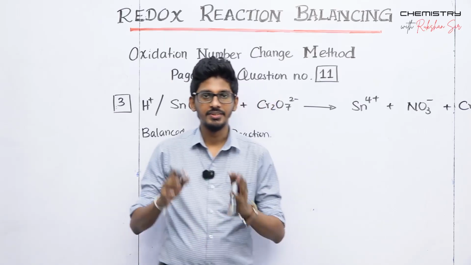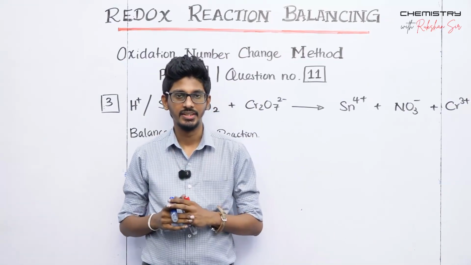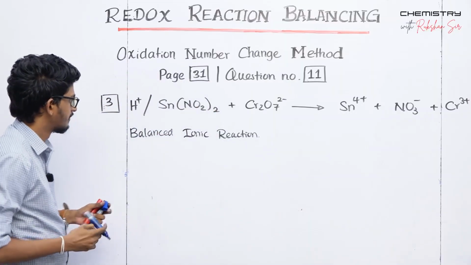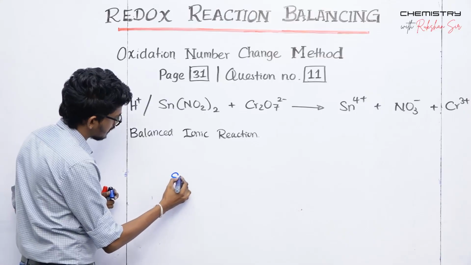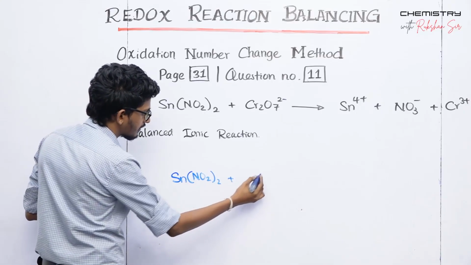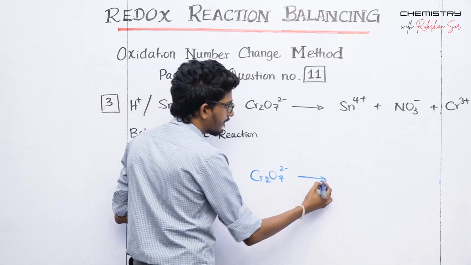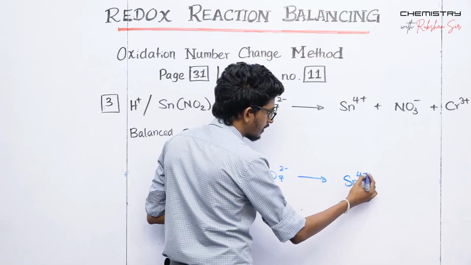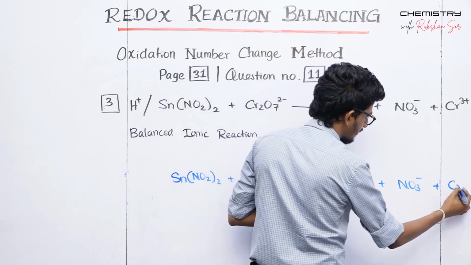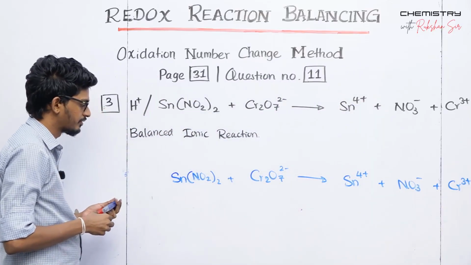Okay, let's try to balance this one, right? Third one, the third special reaction here, right? Okay, see how to balance this stuff. First of all, write the chemical components in your reaction, right? Cr2O7 is also there, Sn4 plus, NO3 minus, and Cr3 plus, right? First balance the chemical species first of all, right?